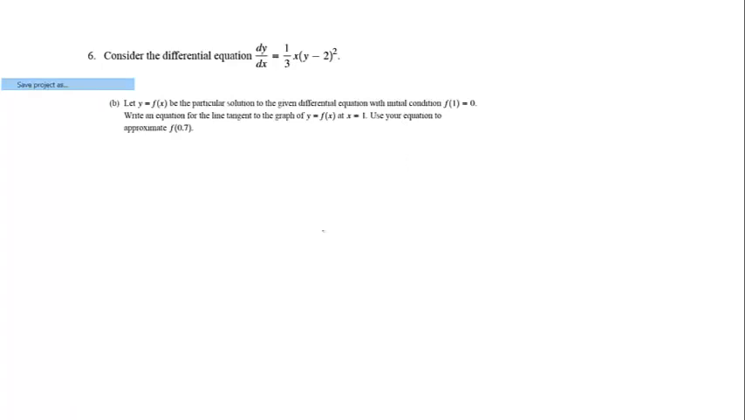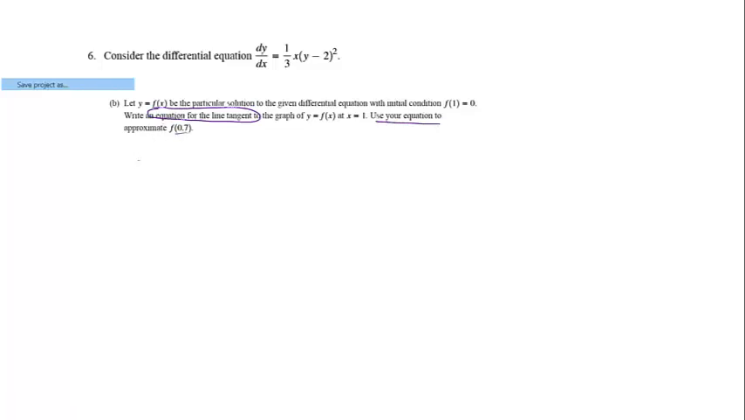Part B: let y equals f of x be the particular solution to the given differential equation with initial condition f of 1 equals 0. Write an equation for the line tangent to the graph of y equals f of x at x equals 1. Use your equation to approximate f of 0.7. Even though they're telling us that this is a particular solution, it is not telling us to find the solution, so do not cross multiply at this step. It is asking us to do two things: write an equation of a tangent line, and use that equation to find f of 0.7.